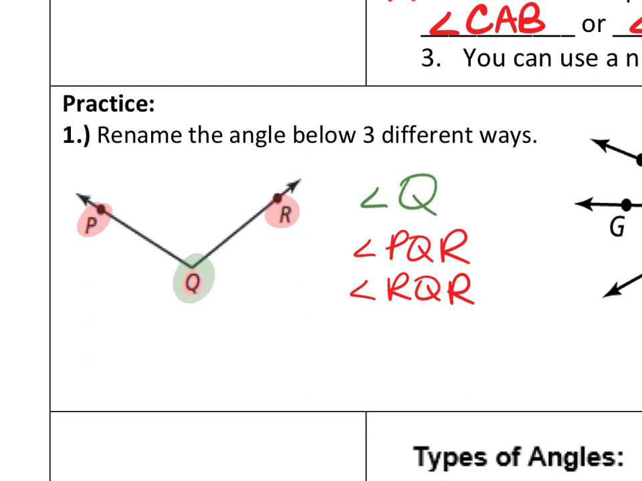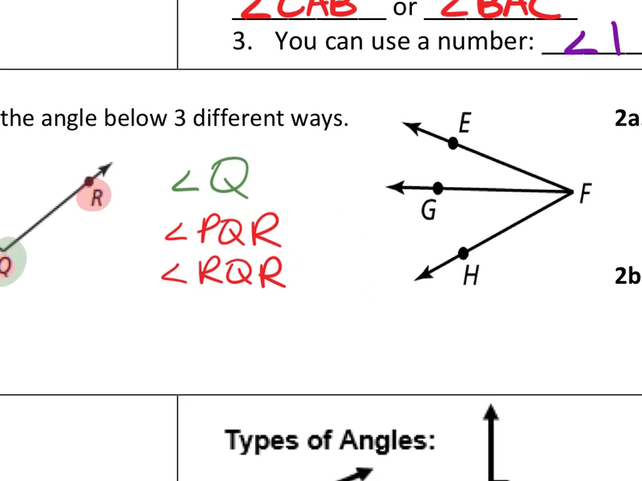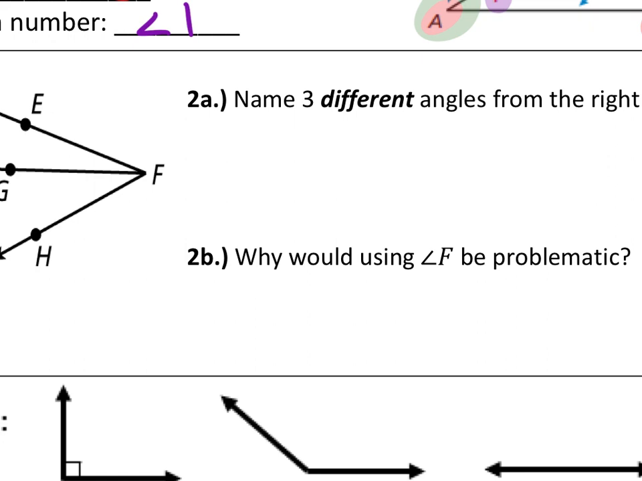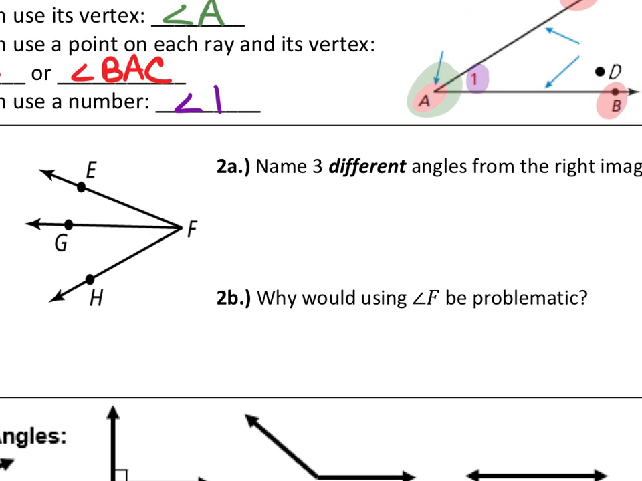Okay, cool. What if I give you like a complicated angle and I want you to name 3 different angles from the image on the right? Okay, 3 different angles. Here's what I see with my eyes. I see that there's this angle right here. How would I name the blue part?